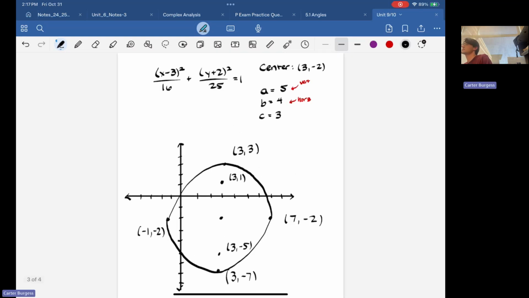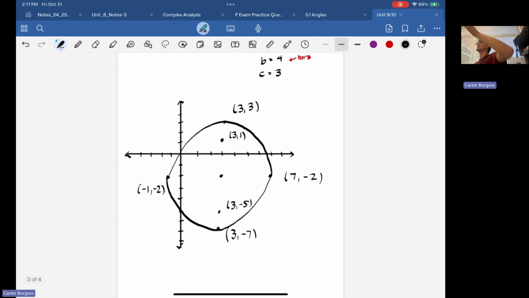How do we get the distance? So the distance comes from a squared minus b squared, and then you take the square root of that. And so 25 minus 16, square root of that is 3. And then in this case, we know that distance is always going to fall on the major axis. So you go 3 up and 3 down.